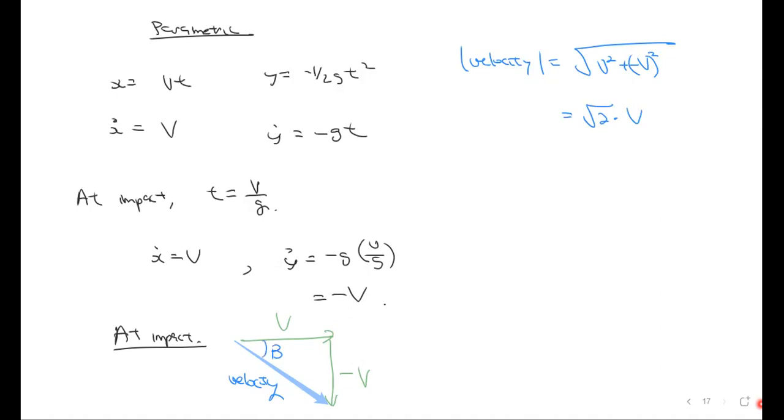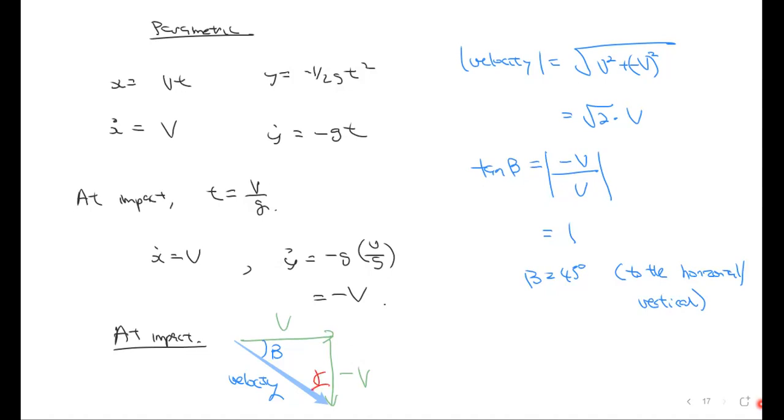For angle beta, tan of beta is negative v over v, absolute value, which is negative 1, or is 1. So beta must equal 45 degrees, which is to both the horizontal and the vertical. If it's 45 to the horizontal, it's also 45 to the vertical. In hindsight, I probably should have solved for gamma. It wouldn't have made a difference, but because the question did say to the vertical, I probably should have solved for the angle to the vertical to be more direct with the question.